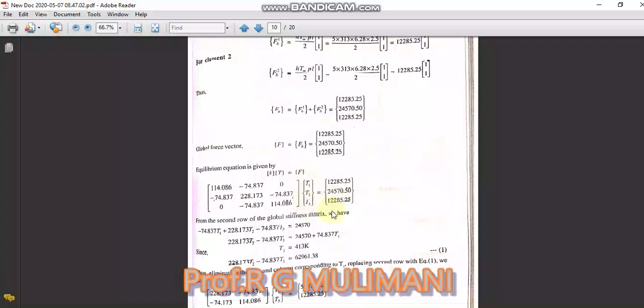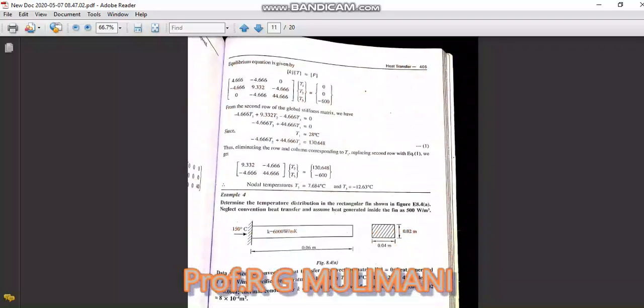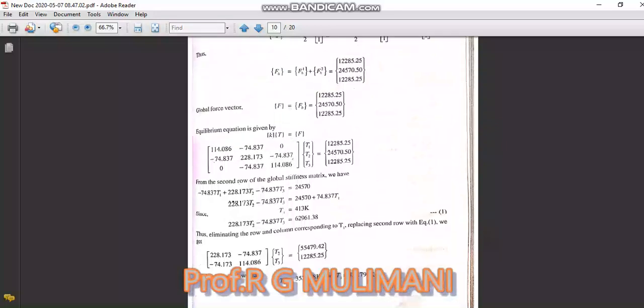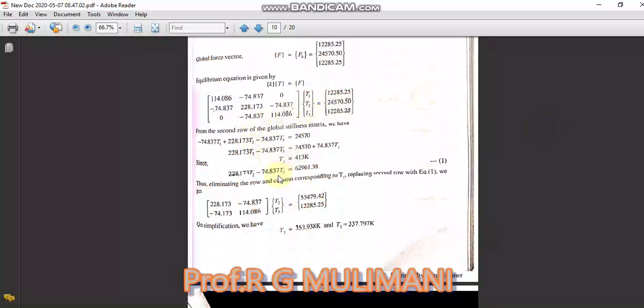By the elimination approach, we know the T1 value, that is the specified temperature at node 1, 140 degrees Celsius. So the first row and first column can be deleted. So you use your calculator, either by matrix method or simultaneous equations, to find the other two nodal temperatures. The answer you will get: T2 equal to 353 Kelvin and T3 equal to 337 Kelvin.